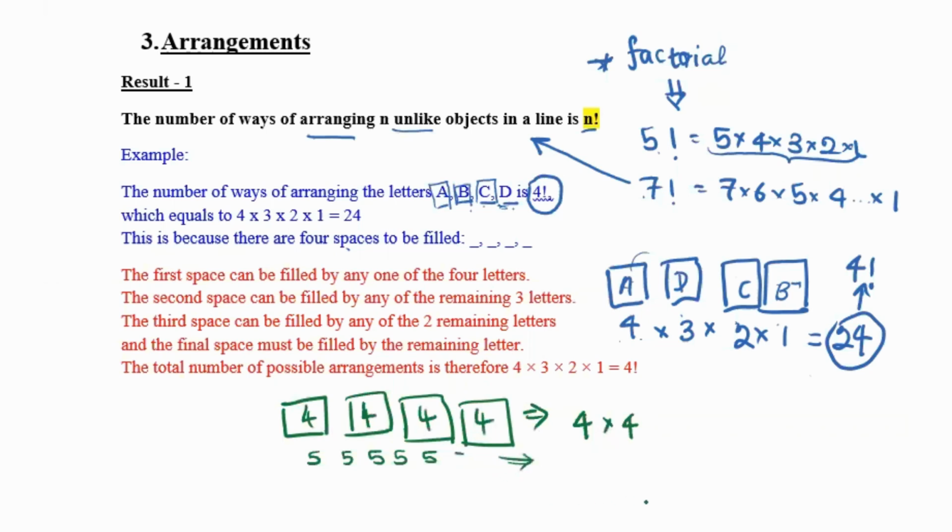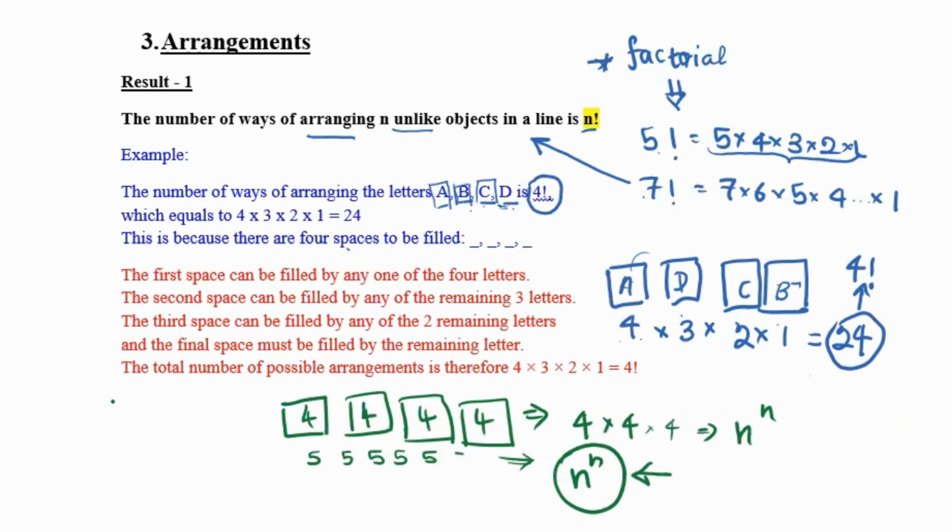So does this ring any bell? Well, yeah. This is n to the power n, which means 5 to the power 5, 4 to the power 4, and there are n to the power n types of arrangements that we can make when repetition is allowed. However, if repetition is not allowed, we can only have n factorial.